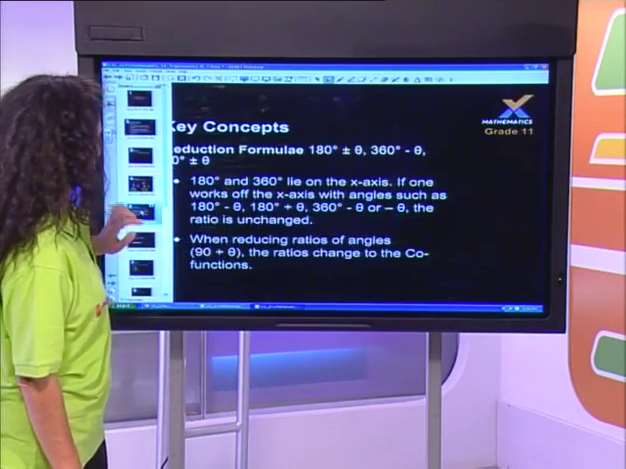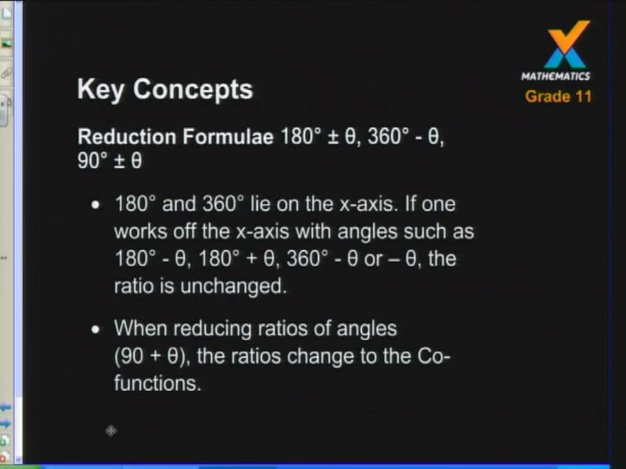Right, then we have the reduction formulae for, as I explained just now, we've got this one, the 180 plus as quadrant 3, this one as quadrant 2, and this one as quadrant 4. So those are standard. We are always going to use them. They're not going to change.